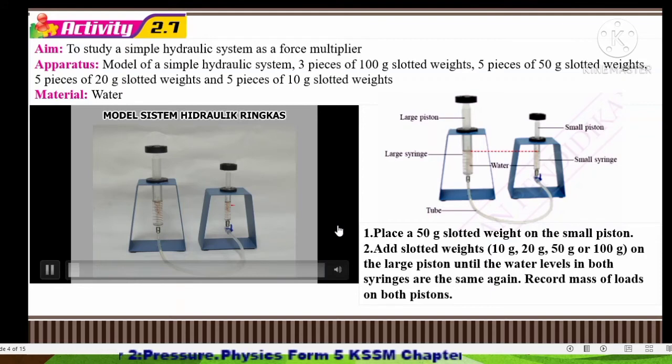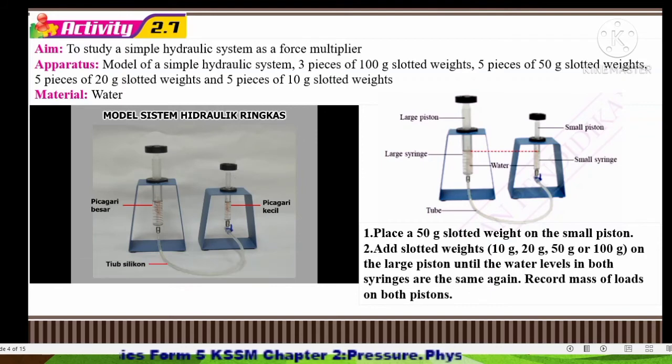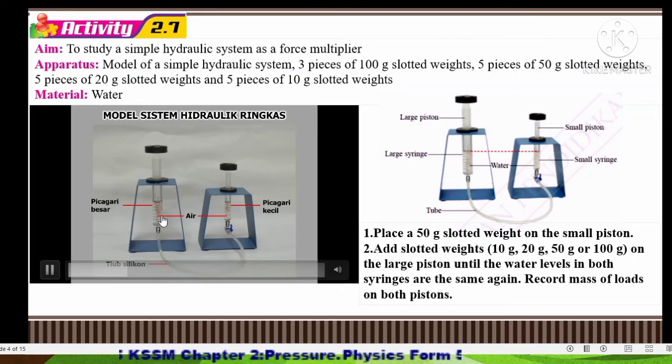This is a simple hydraulic system. You can look at the syringes here. There are two syringes, same thing as what I explained in this part. It consists of water, so you can see the level must be the same. This one is the smaller piston. This is the larger piston.